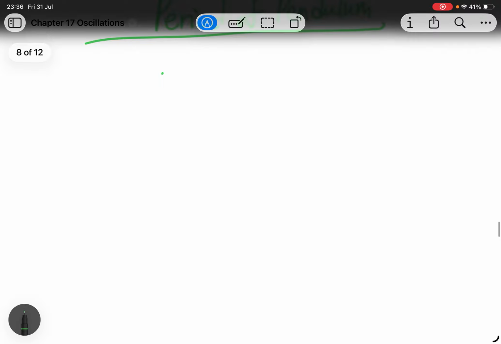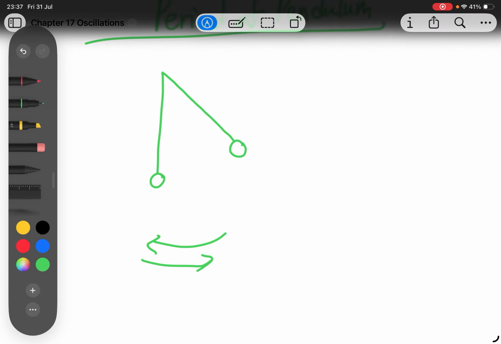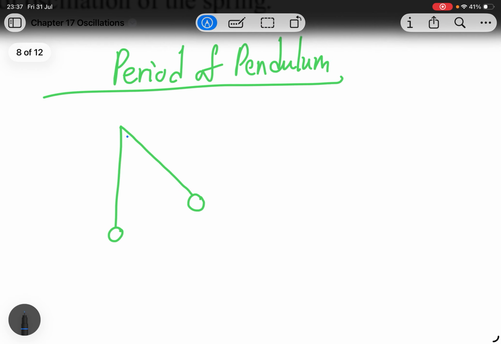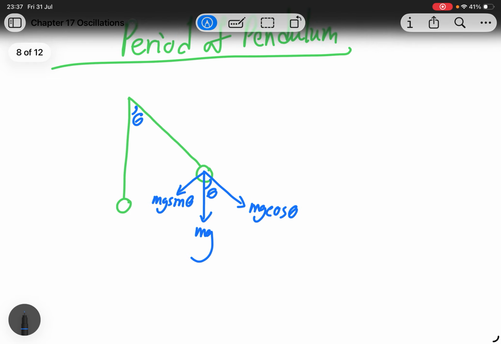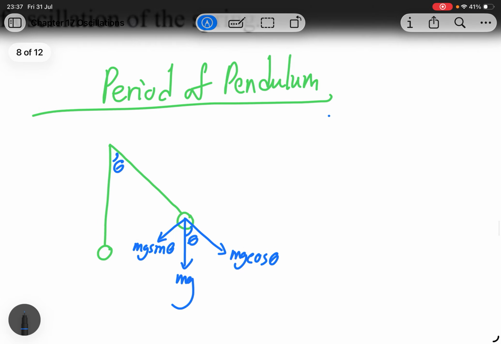Okay, let's say our string pendulum swings back and forth. Its angle is theta towards the vertical, and its mass is mg. So I could get two components, mg cos theta and mg sine theta.